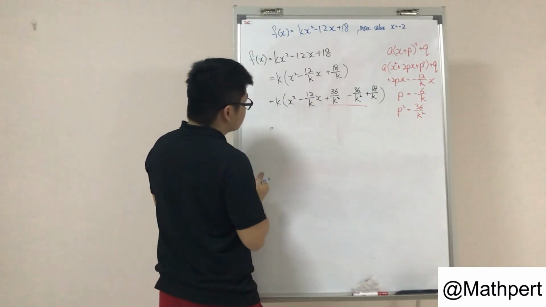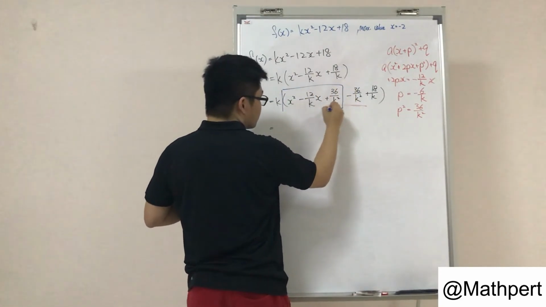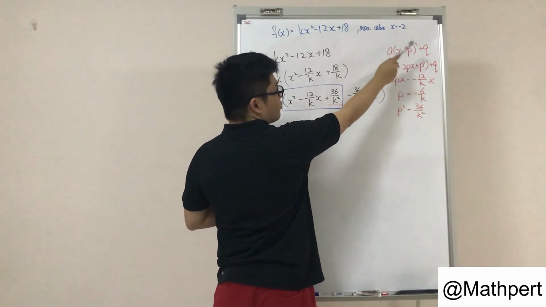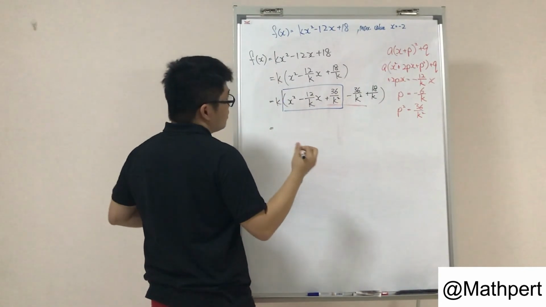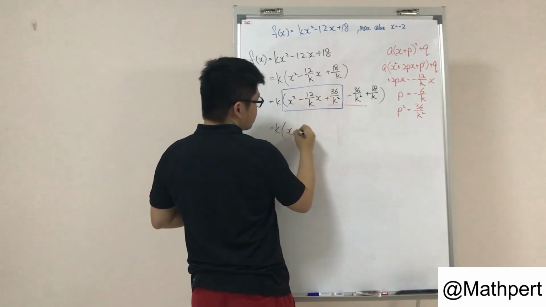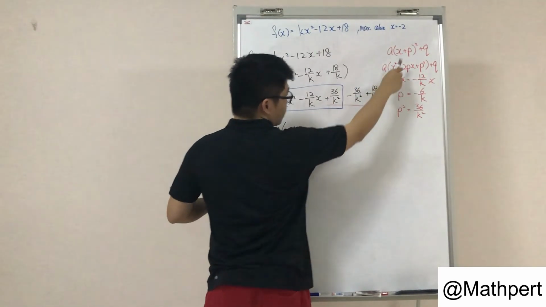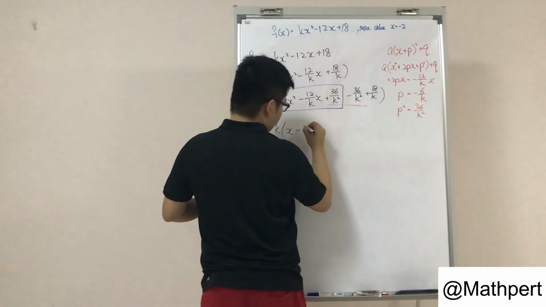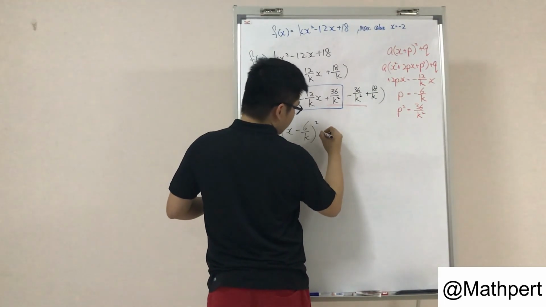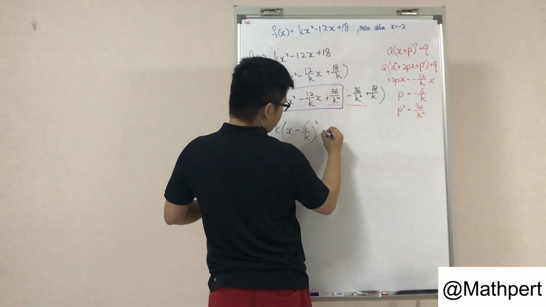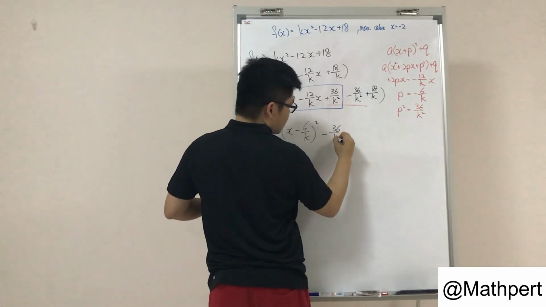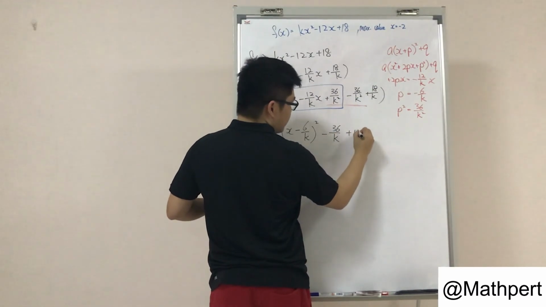And notice here as well, the format is the same as here. So from here, we can reverse it back to here. So this will be k times x minus 6 over k, p is minus 6 over k, squared. So here will be negative k times 36 over k squared, which is 36 over k. This one will be plus 18.